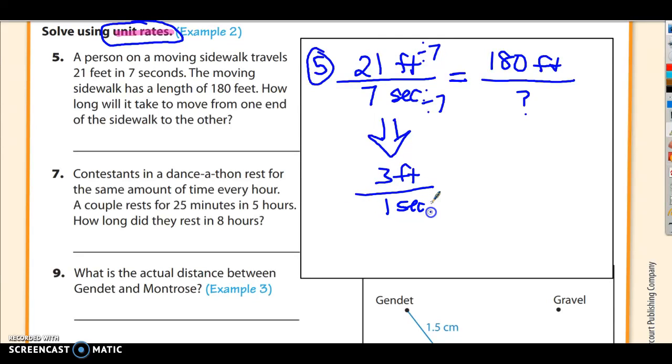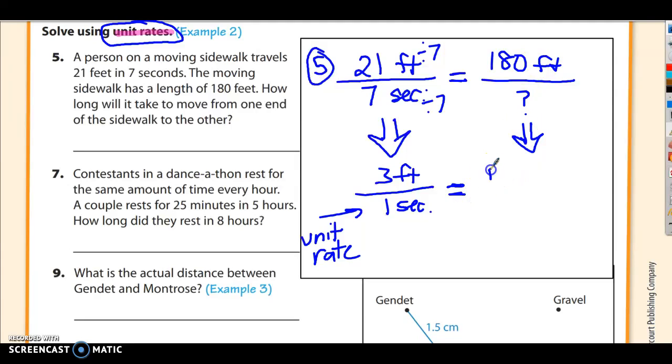And this is a reminder of what a unit rate is. A unit rate is when the second term is 1 unit. This is a unit rate, and that's what the directions asked. Now why did I do this? Because now I can finish the problem. Watch. I'm going to bring this term down.